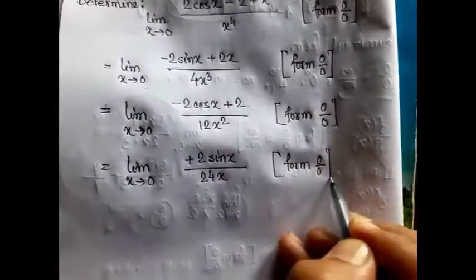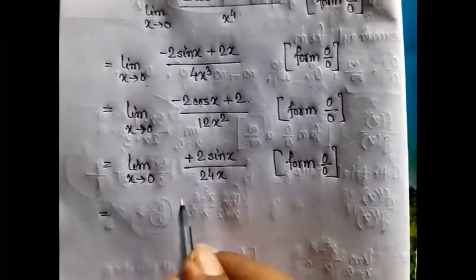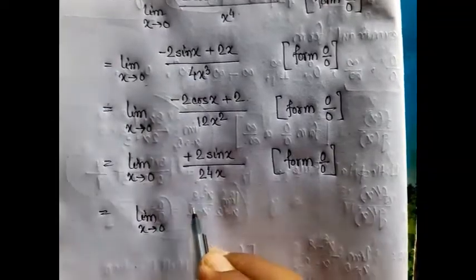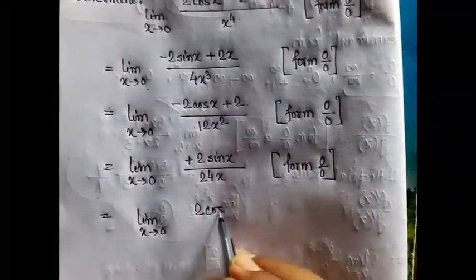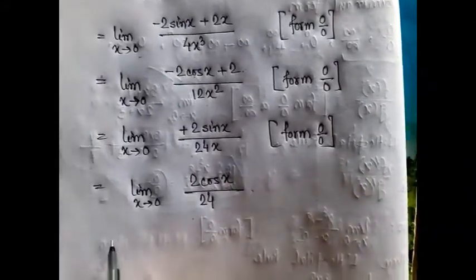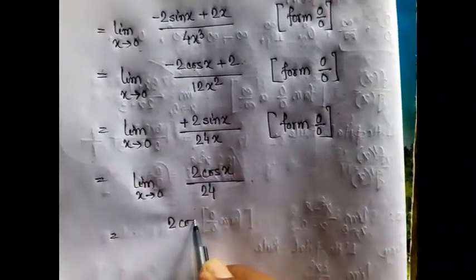Actually there is a standard limit also. So again consider the derivative, then it is 2 cos x by 24. Now put in the value: 2 into cos 0 by 24, that means 2 by 24, cos 0 is 1, so 1 by 12 is the answer. So this completes the solution.